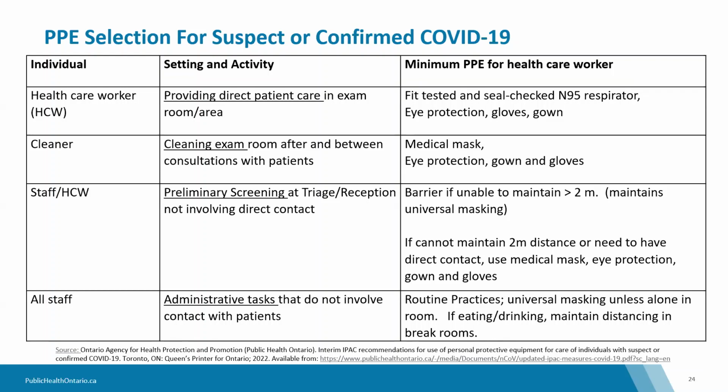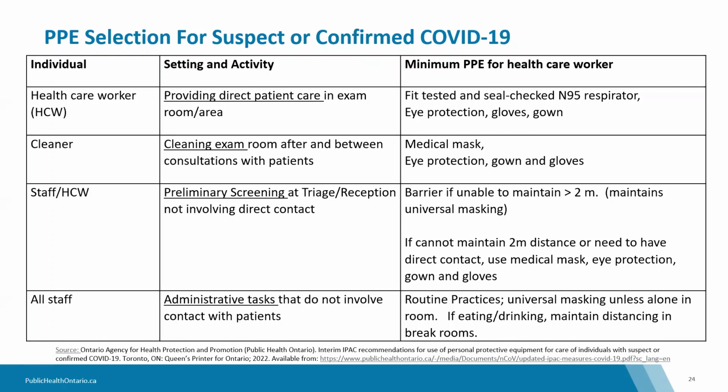If you're unable to maintain over 2 meters, don't forget, you still need to keep your mask on behind that barrier. If you cannot maintain a 2-meter distance, you don't have a barrier, or you need to actually come into contact with that patient because you need to help them as you try to screen them, or there isn't enough space between you and them, then you wear a medical mask, eye protection, gown, and gloves while you screen them. And an N95 is not necessary here because you have a very short interaction.